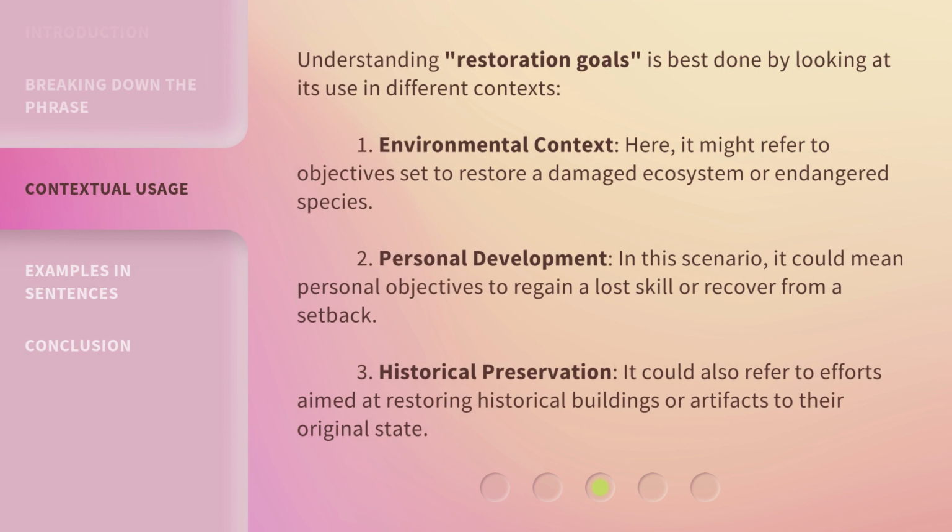Understanding restoration goals is best done by looking at its use in different contexts. 1. Environmental context. Here, it might refer to objectives set to restore a damaged ecosystem or endangered species. 2. Personal development. In this scenario, it could mean personal objectives to regain a lost skill or recover from a setback. 3. Historical preservation. It could also refer to efforts aimed at restoring historical buildings or artifacts to their original state.